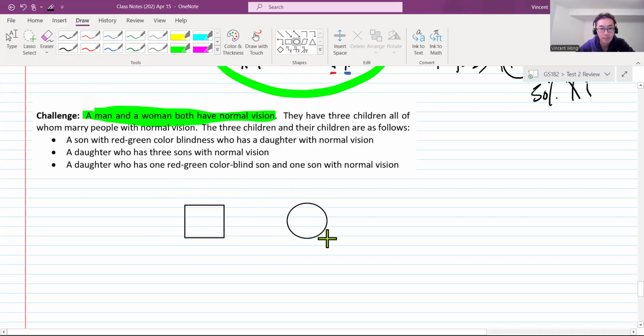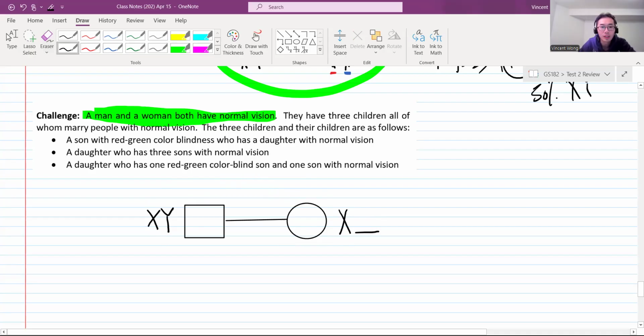And should I connect them? Yes, because they're going to have kids, right? Now the man has normal vision. So what's his genotype? XY. For the female, she has normal vision, which means she must have one normal X. But at this point, I don't know yet whether she is XX or XXC, right? She's probably XXC, because if she's not, then we have no question to do, right? But let's take a look.